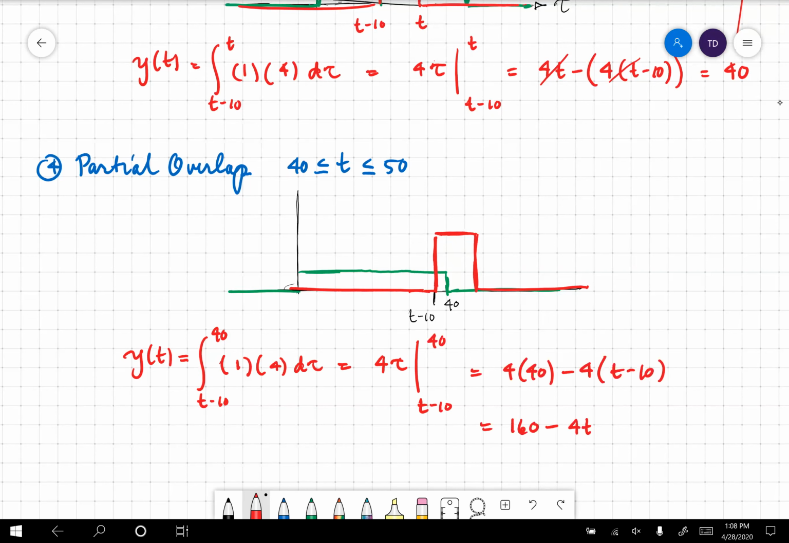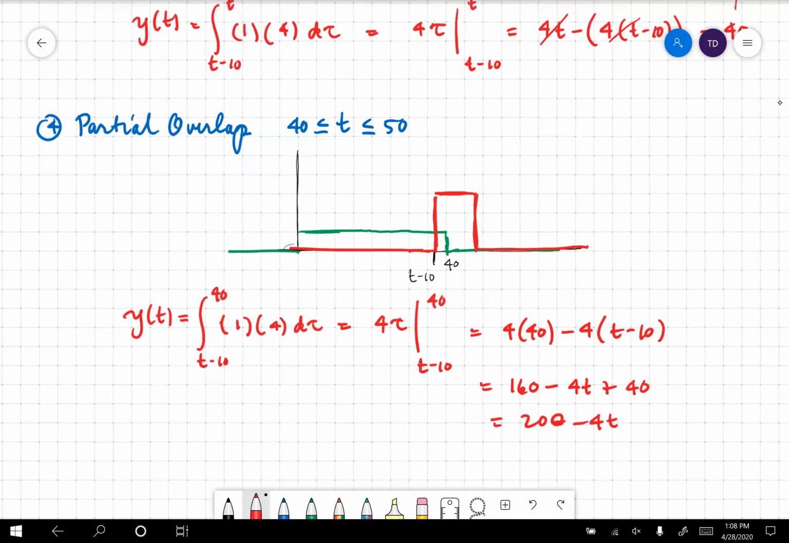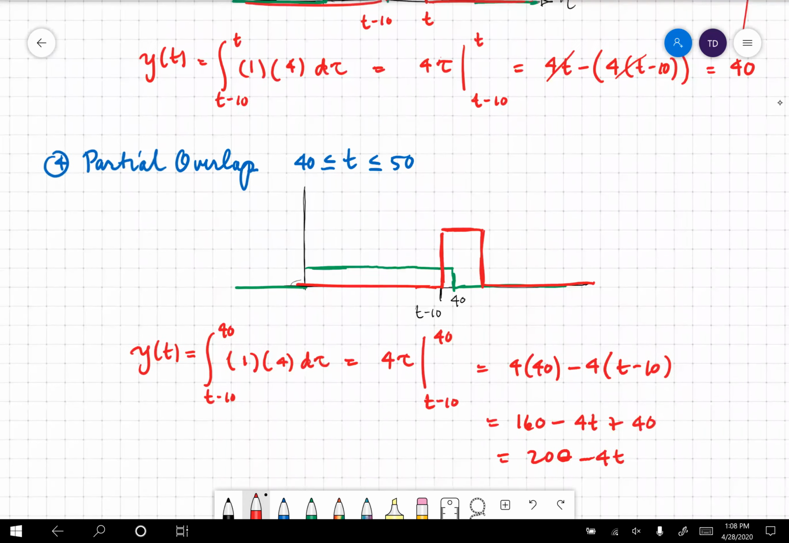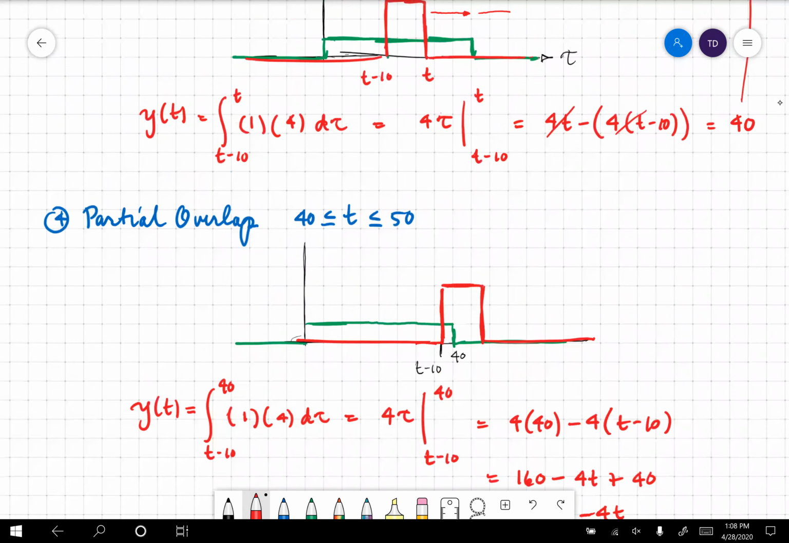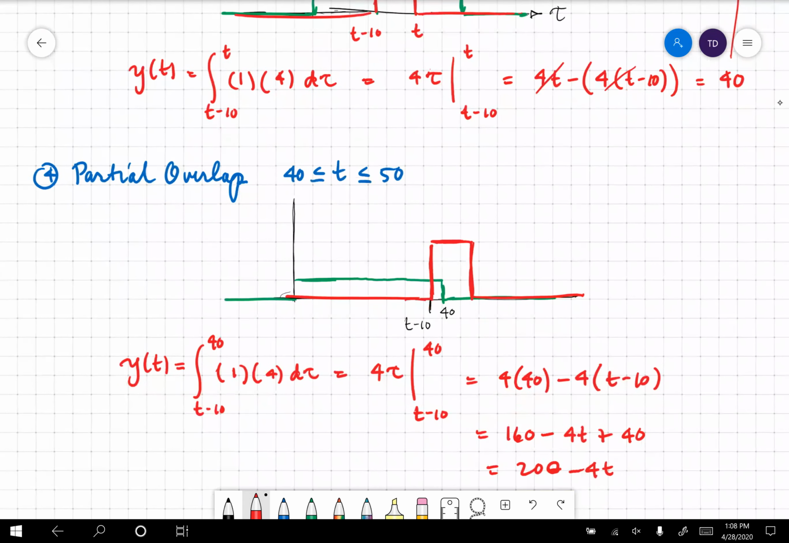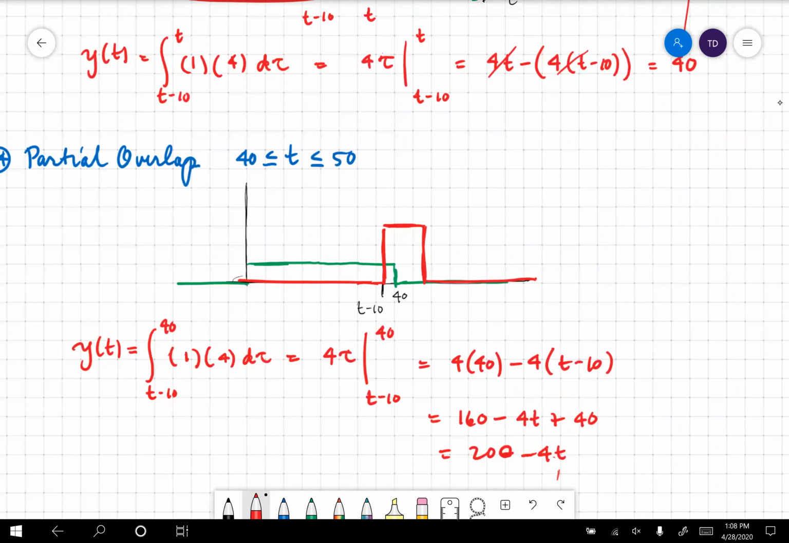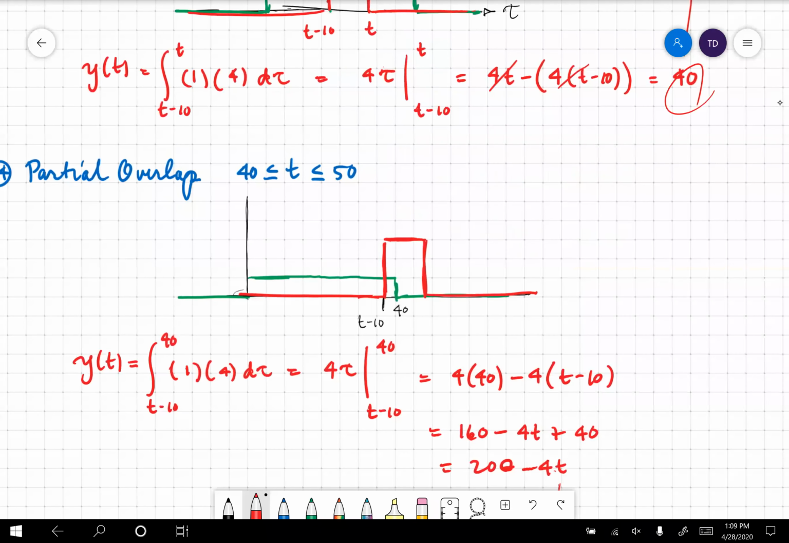4t plus 40 equals 200 minus 4t in that region. Again, do a little quick check. The boundary for this one was 40 seconds. Right here when we put in 40, 200 minus 4 times 40, 200 minus 160 is 40, and that's going to match with the 40 that we have at the end of that region.